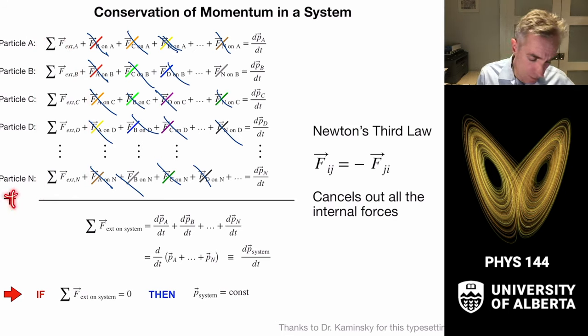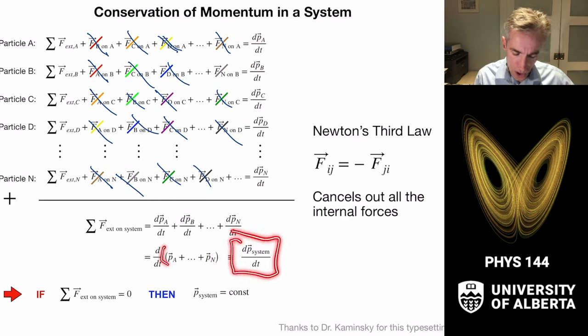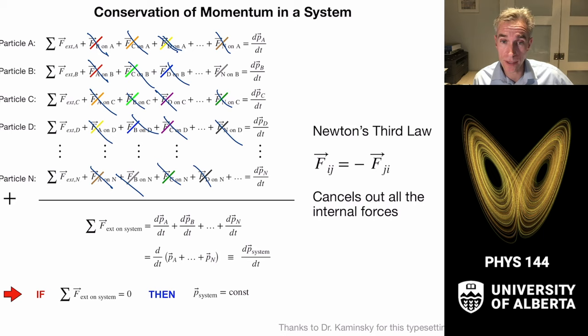So if we add all of these up, the sum total of forces on anything in the system is the change in momentum of all the particles, or the total change in momentum of the entire system. And if the external forces on the system are zero, then the momentum of that entire system is constant. We've been using this with two-body forces, but it holds for so many bodies. It holds for Avogadro's number worth of bodies, all because of Newton's third law canceling out the internal forces so that only the external forces are changing momentum.